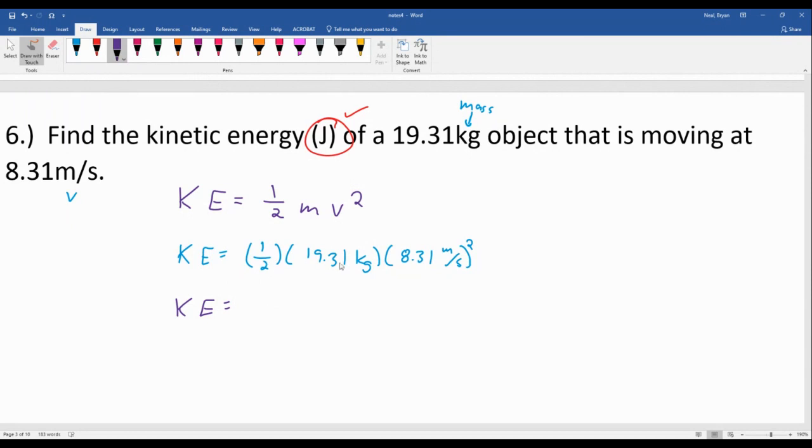So, 0.5 times that number times this number. To avoid some calculator issues, it may be worth it to do 0.5 times 19.31 times 8.31 times 8.31, to just multiply it twice. But that's up to you and your personal preference. So multiplying, we get 666.74 joules.